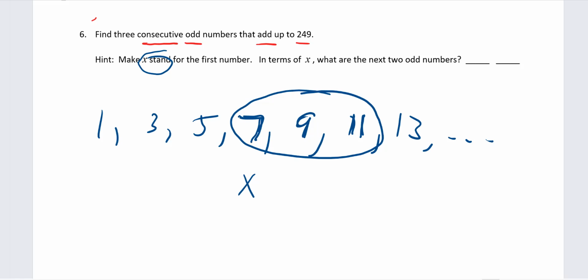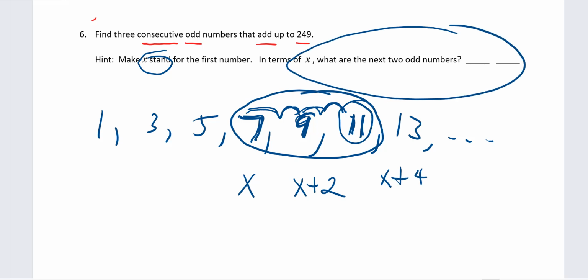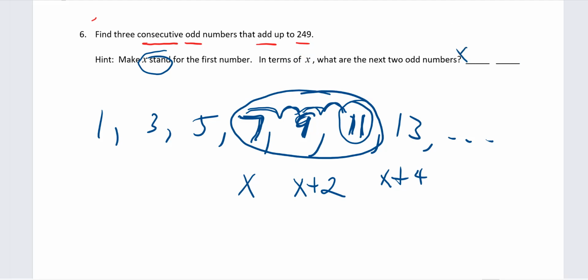Well, if x was 7, the next odd number is 9, and if you think about it, it goes from 7 to 8 to 9. It's 2 more than the previous one, so the next odd number would be whatever x was, plus 2. And the one after that is going to be 2 more than this one, or 2 more than 7, which takes you to 9, and another 2 more, which takes you to 11. So it would be the original x plus 4. So that's what this is saying. The next odd number would be x plus 2, and the next odd number after that would be x plus 4.